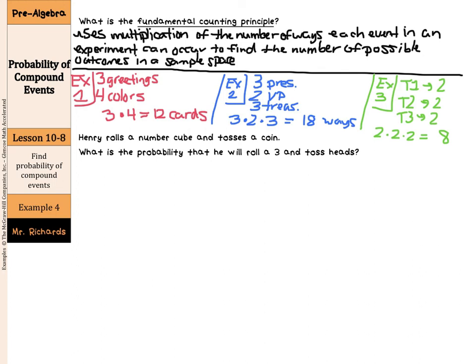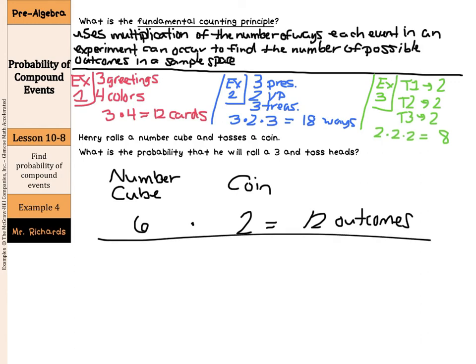And so now, can we apply that to find the probability of compound events? Henry rolls a number cube and tosses a coin. What is the probability that he will roll a 3 and toss heads? Well, let's look at our number of outcomes here. If we have a number cube, there's 6 ways. In a traditional number cube, 1, 2, 3, 4, 5, 6. So 6 ways in a number cube. Our coin, well, it's heads or tails. So we have 2 ways. So we're going to have 12 possible outcomes here.